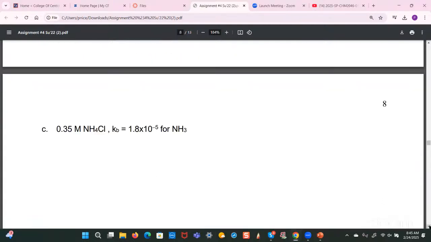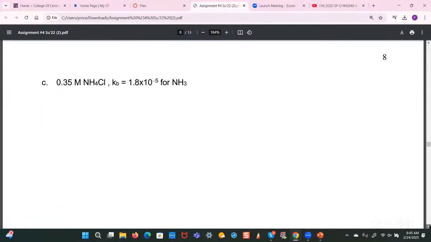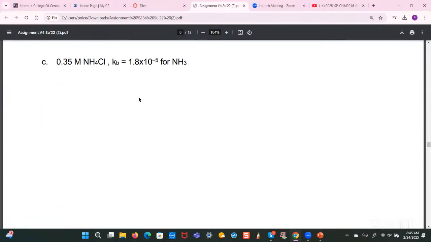Okay, let's see if you can do this one based on what we have done before. Again, the task is to find a pH, but this time it's a solution of 0.35 M ammonium chloride. So what's the first step in this process? First step would be, okay, but what would be the equation?